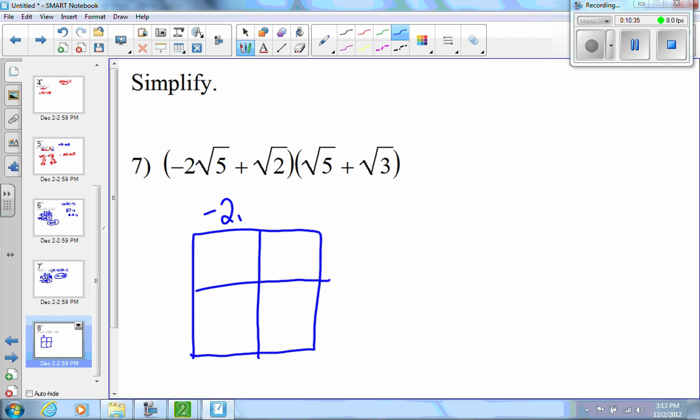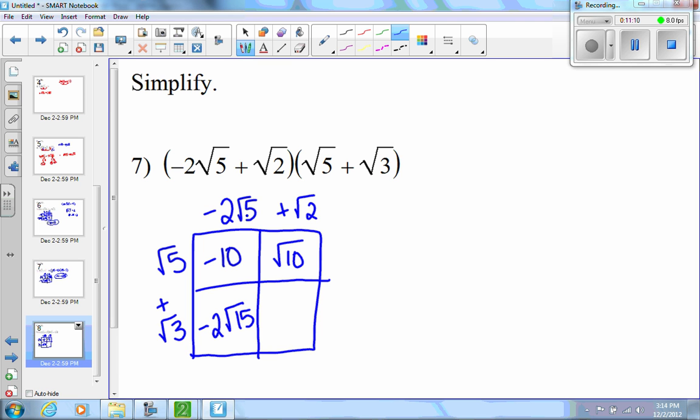I have negative 2 root 5 plus root 2 times root 5 plus root 3. So in the first box, I'm going to have a negative 2, and I have a root 5 times a root 5, which gives me 5, remember? So negative 2 times 5 is negative 10. Square root of 5 times square root of 2, remember they don't have to be alike to multiply, so I get the square root of 10. Negative 2 root 5 times a root 3 is negative 2 root 15, because I'm just multiplying 5 times 3. And root 3 times root 2 is root 6.